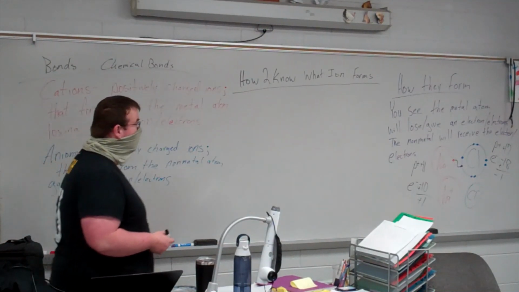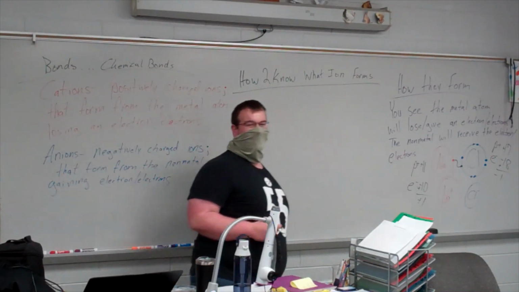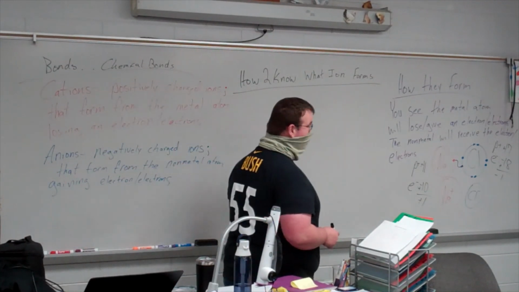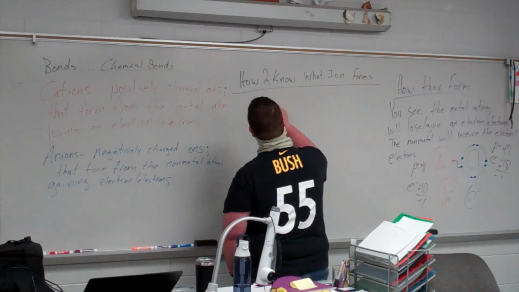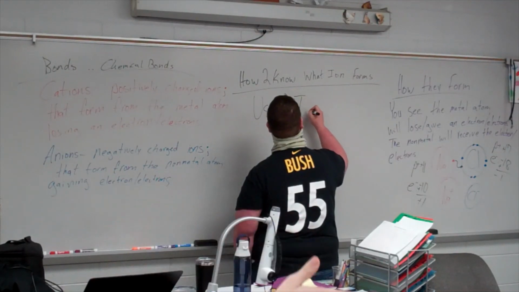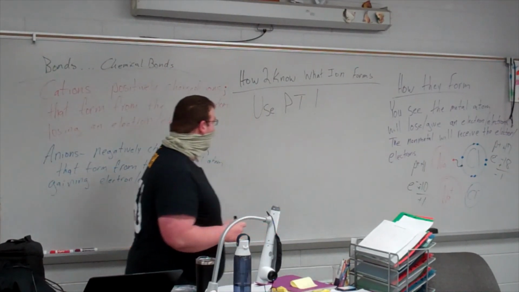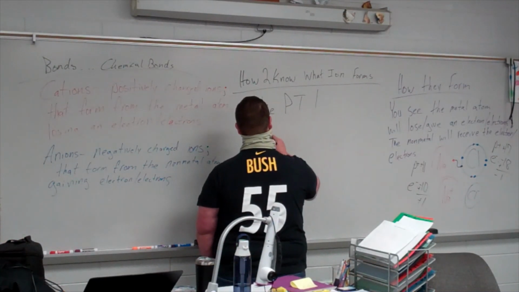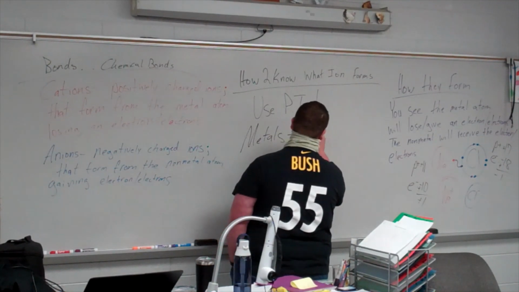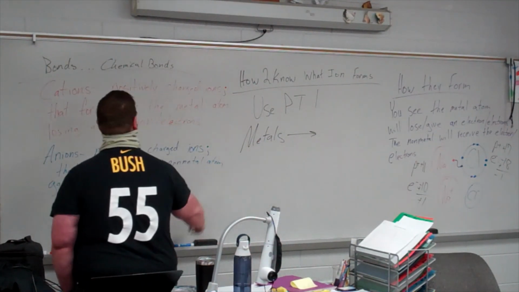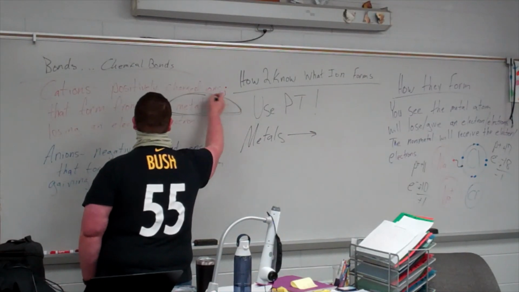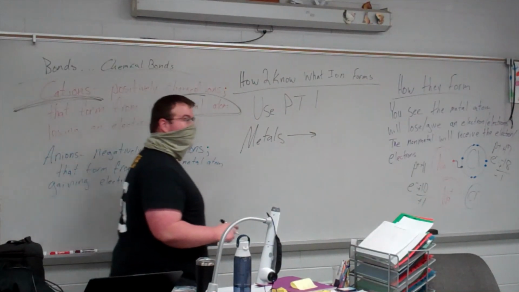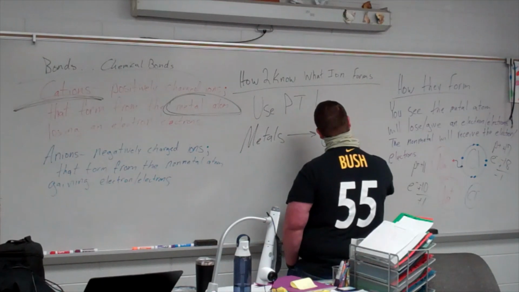How do we know how they form it, Hall? Oh yeah! You know how they form. You want to know what ion forms. It's this simple. Use the periodic table. Metals. The metal atom forms what? Cation. Anion, look at you. You're so small. You will destroy the SAT.